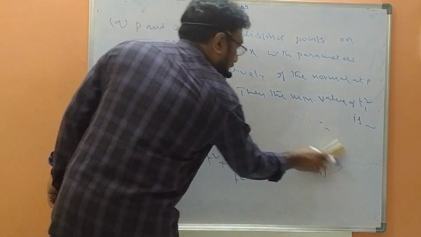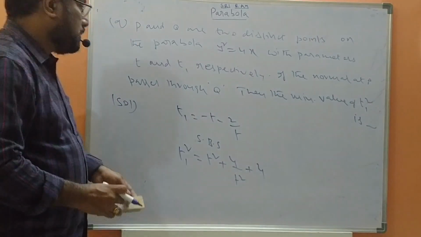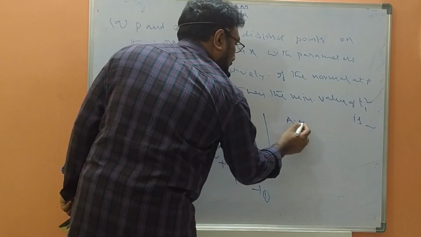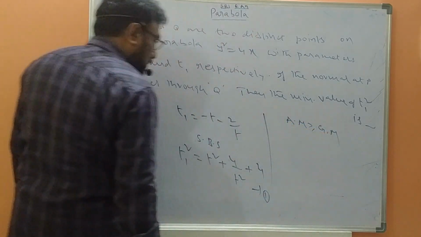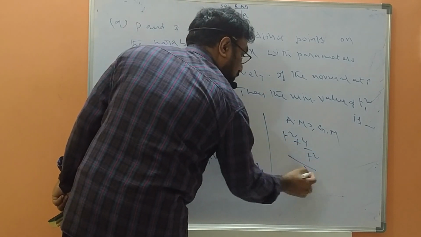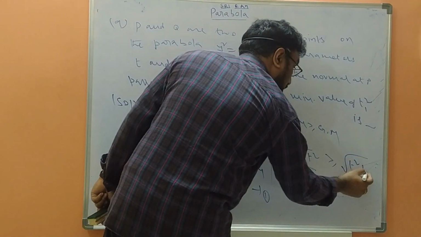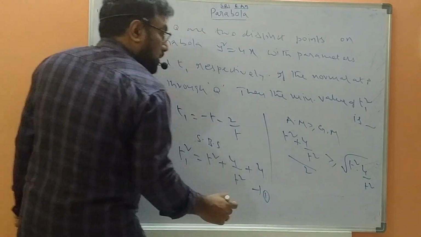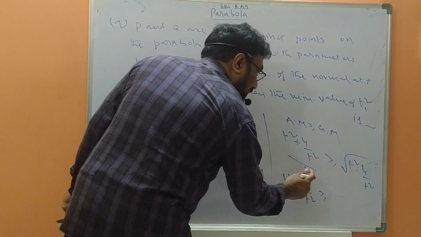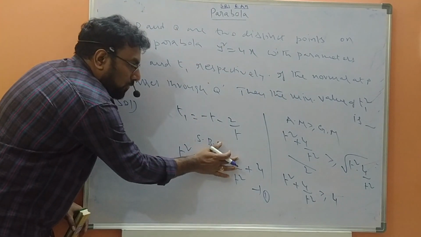Now apply here the AM-GM property. By the AM-GM property, say it is 1, arithmetic mean is greater than or equal to geometric mean. So T square plus 4 by T square, by 2, is more than or equal to root of T square into 4 by T square. So finally I am getting T square plus 4 by T square is more than or equal to 4. So this part is always more than or equal to 4.